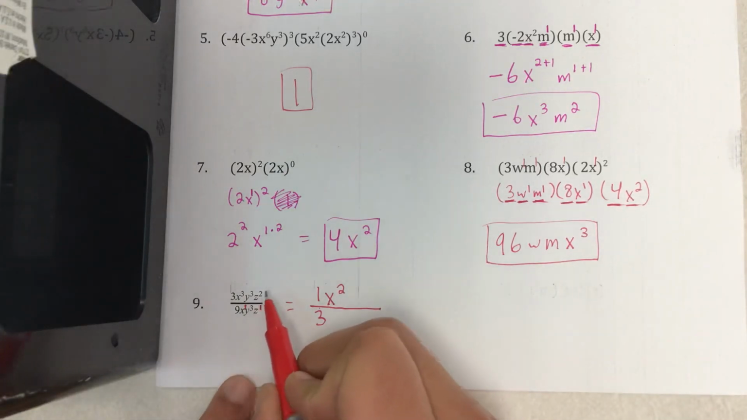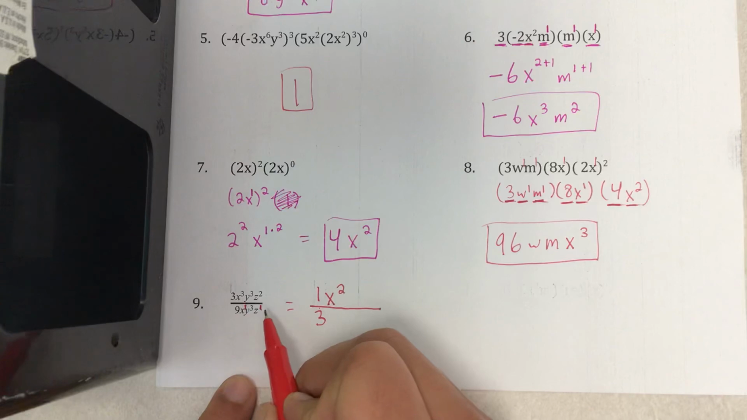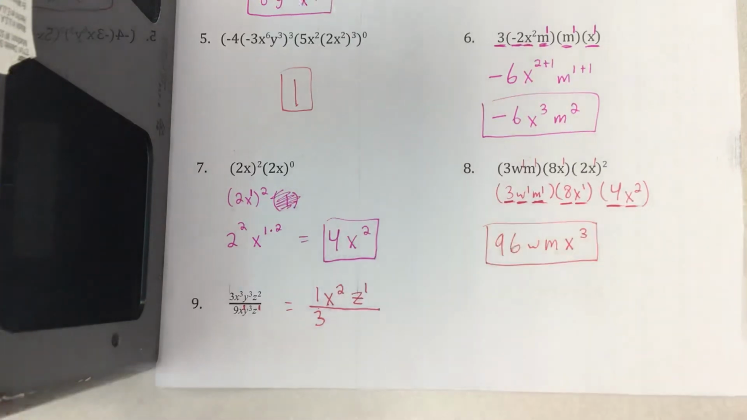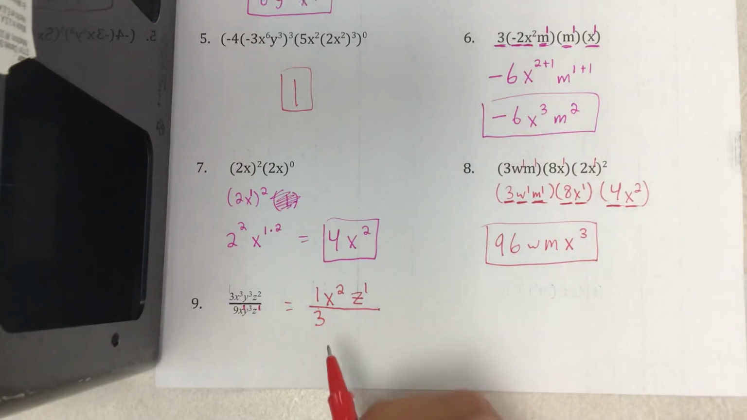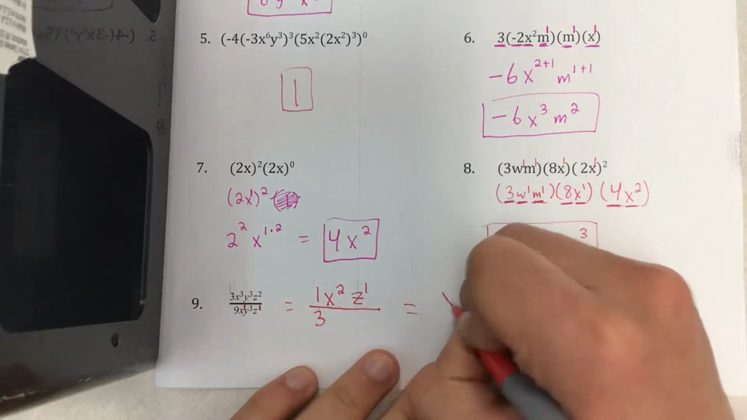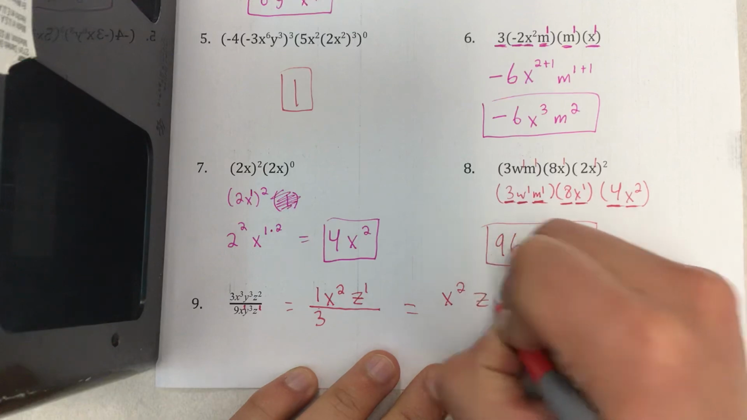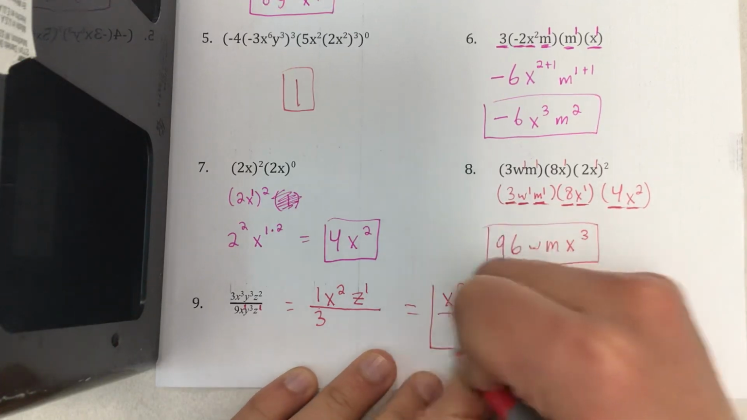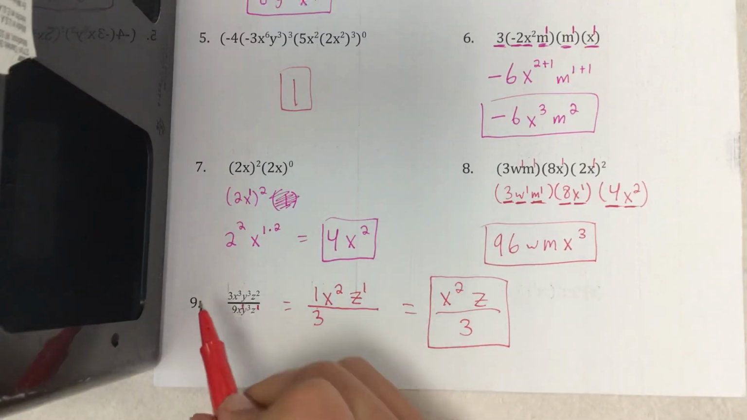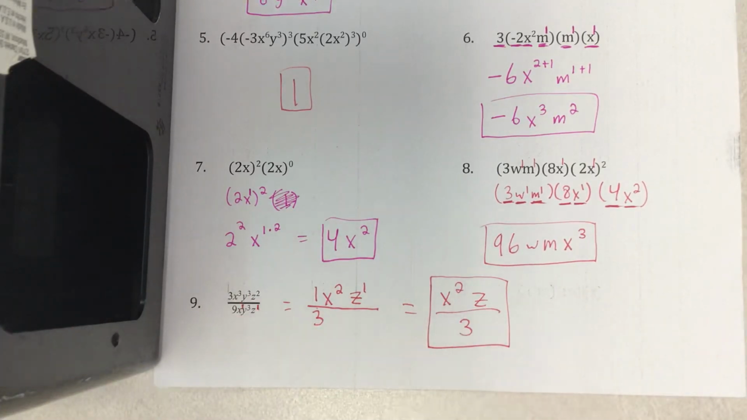And then here, z to the second power over z to the first. 2 minus 1 gives me 1z. Okay? So it looks a little funky. So we don't actually need to write the 1 on this numerator. So I can write my final answer as x squared z over 3. That's the proper looking answer, okay? That's what we want. And that's the answer for number 9. So that one simplified a whole lot, okay?